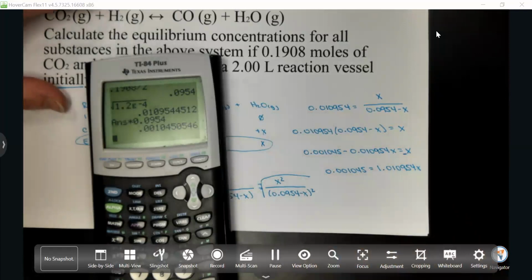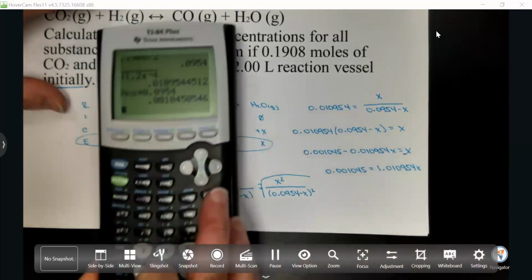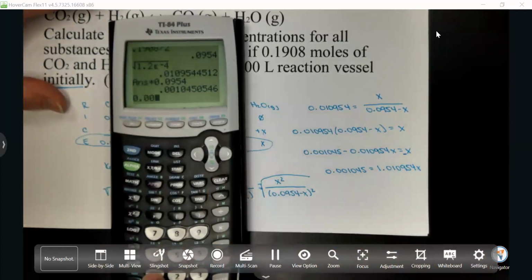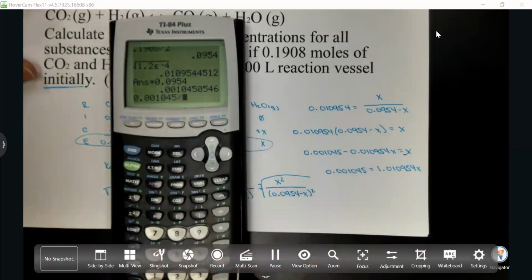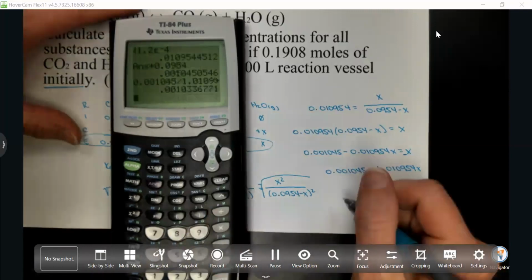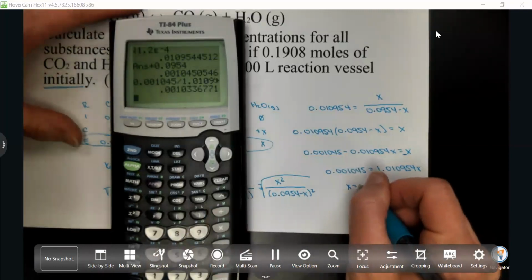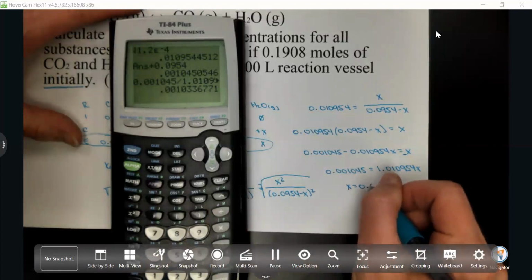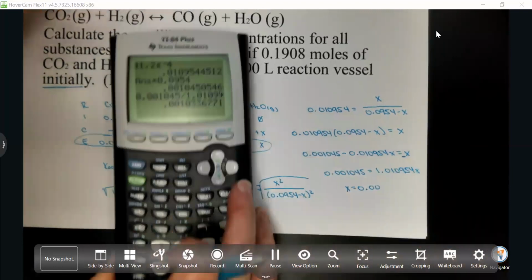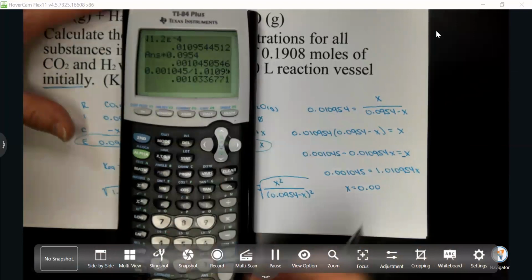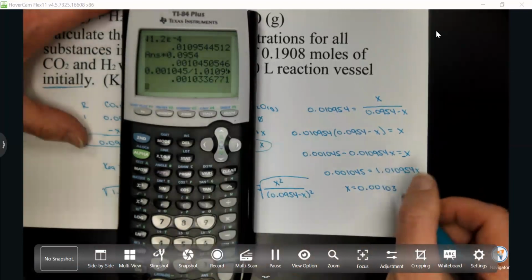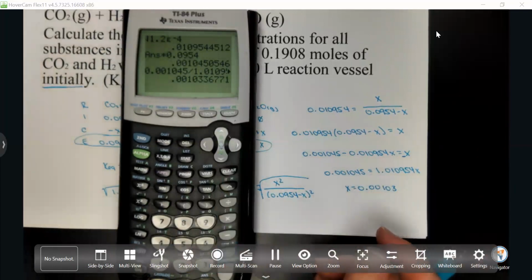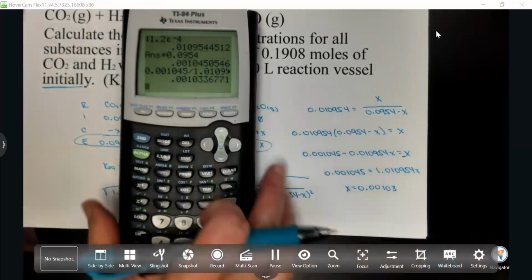So I'm going to have 0.001045 divided by 1.010954. I'm going to get X is equal to 0.00. How many sig figs can I have? 3 sig figs. 103. Now, this is not my answer because it's asking for equilibrium concentrations.